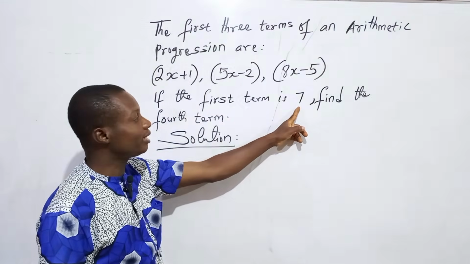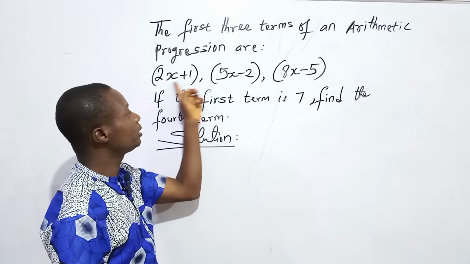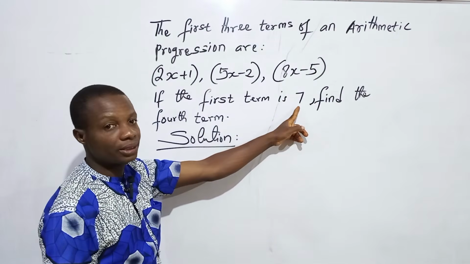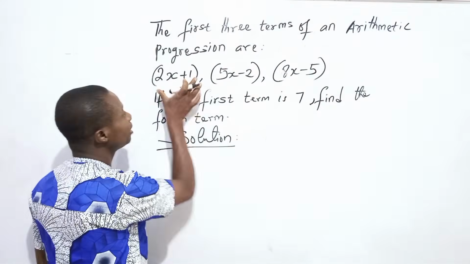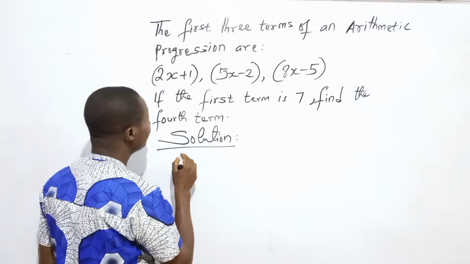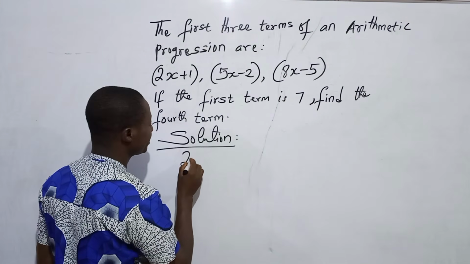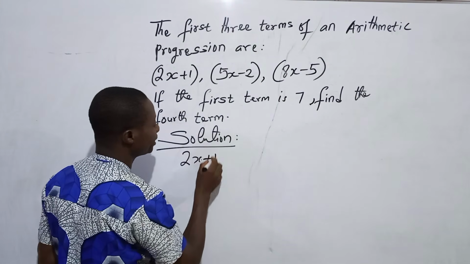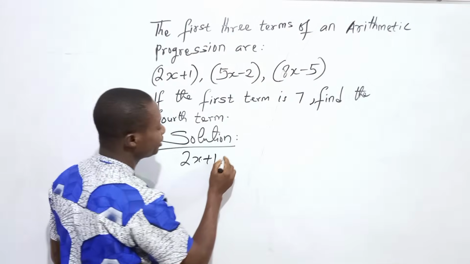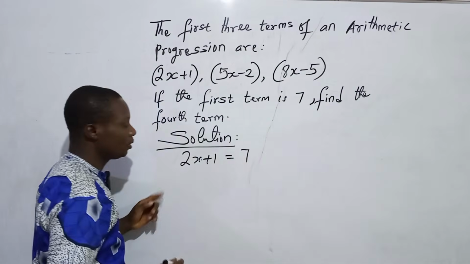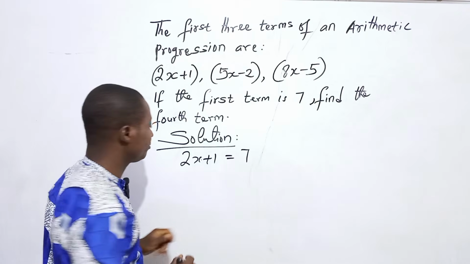Now we know the first term, this 7. This equals this, so we are going to equate this to this. That's the meaning. So we begin by taking the first term, which is 2x plus 1, and it equals 7. We are going to solve for x in this first term.